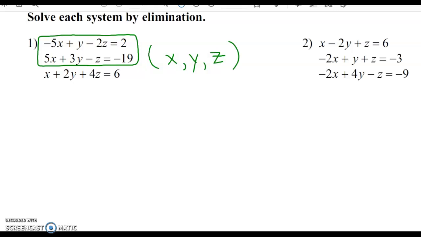So negative 5x and 5x is gone. Y and 3y would be 4y. Negative 2z and negative z is negative 3z. And 2 and negative 19 is negative 17.